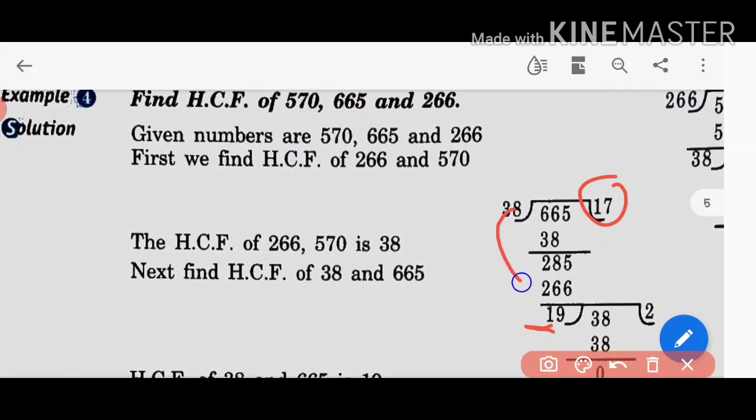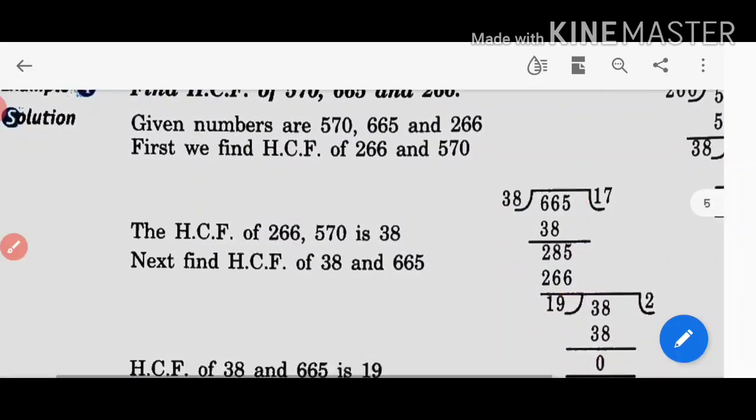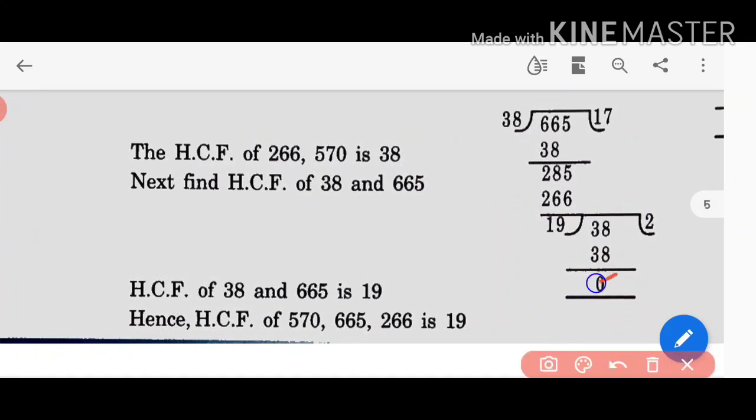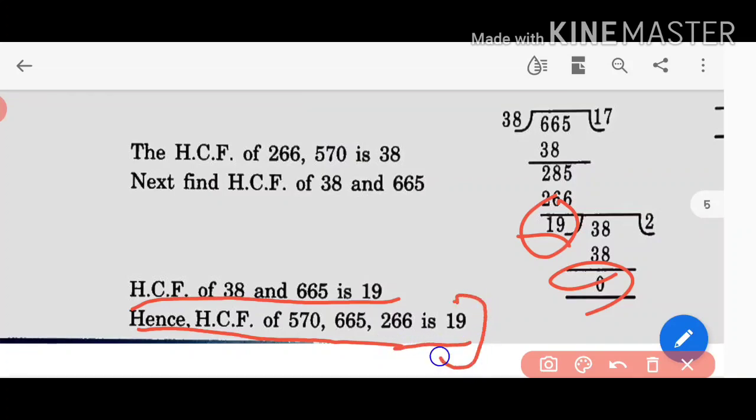Now this 38 will come inside and we have to divide 38 by 19, and 19 twos are 38. Now you can see that the remainder is 0. It means our division is over. So the last divisor is 19. So the HCF of 38 and 665 is 19. So hence the HCF of 570, 665 and 266 is 19. So this is the way to find the highest common factor of more than 2 numbers.